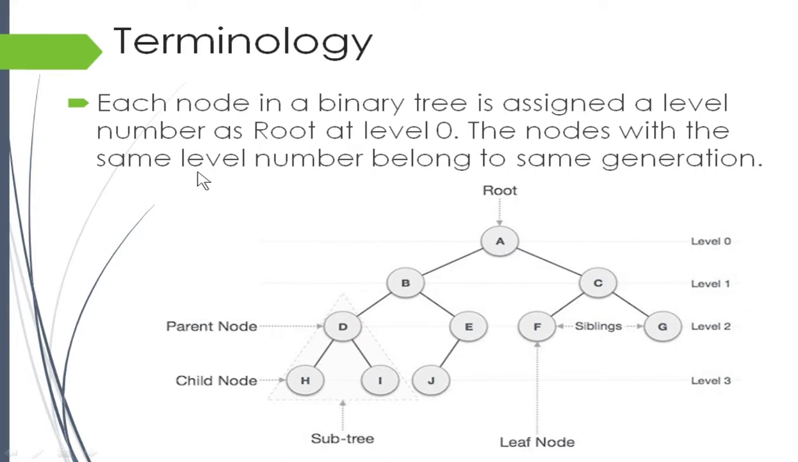The nodes with the same level number belong to the same generation. For example, B and C have the same level number, so B and C are considered the same generation. Then D, E, F, G come under the same generation. H, I, J come under the same generation. Okay.